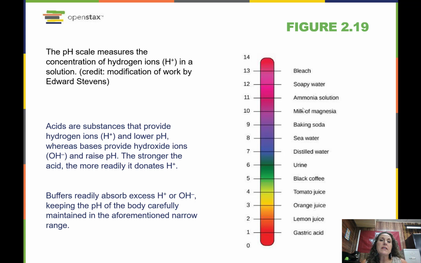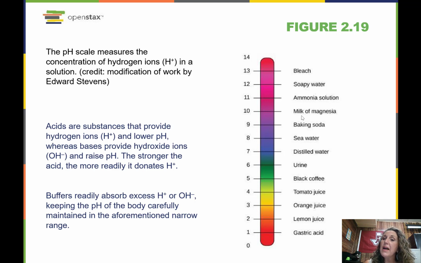Now, when you dissolve things in water, you might get some release of hydrogen ions. So acids are substances that provide hydrogen ions and lower the pH. And bases provide hydroxide ions and raise the pH. The stronger the acid, the more hydrogen it donates. Okay? So like our gastric acid, that's your stomach acid down here, it's incredibly acidic. So that's like a 1.